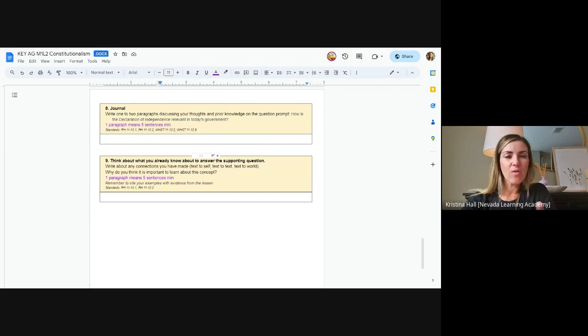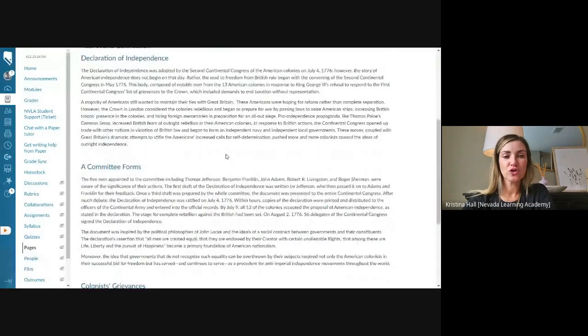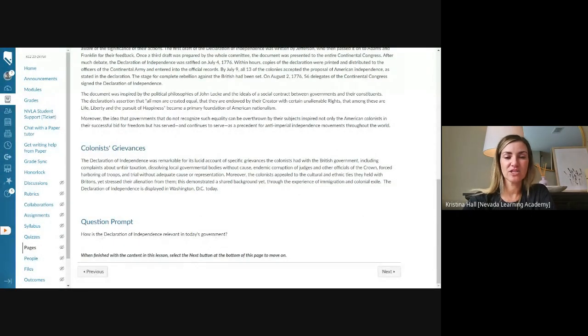Number 9, think about what you already know about the answer to the supporting question. All right. So you're going to find this. So here's the journal part. Okay. Summarizes and then that key question that you need to answer.